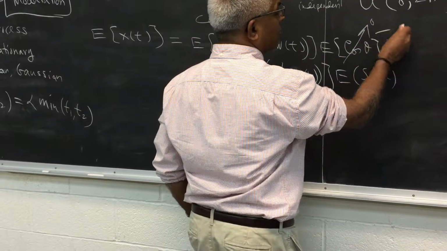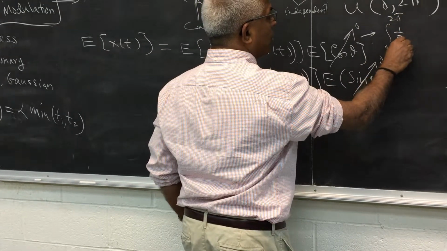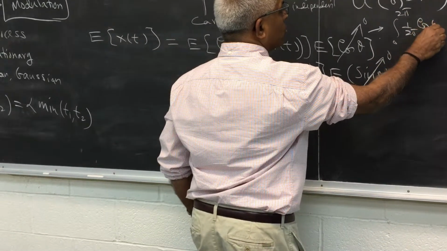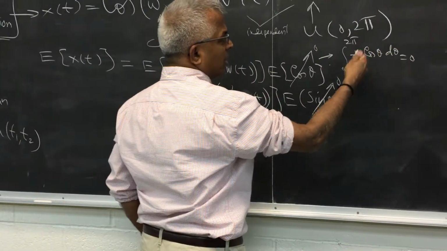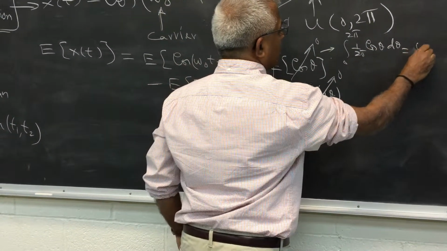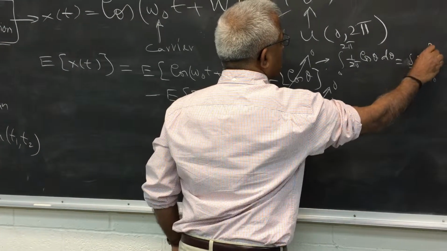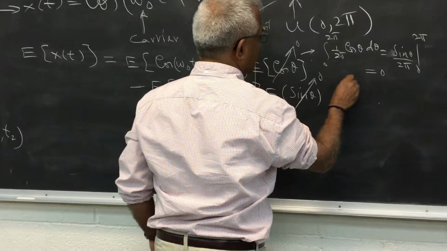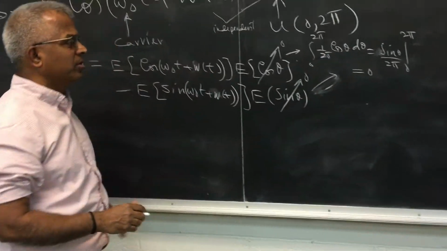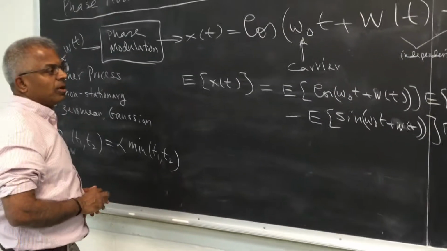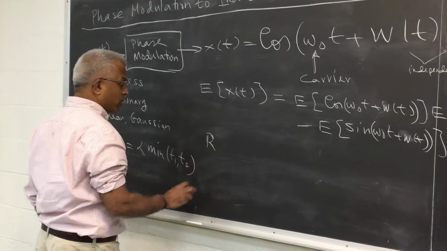This you can see quickly because this is simply the integral from 0 to 2 pi of 1 over 2 pi times cos theta d theta. That integral is sin theta over 2 pi from 0 to 2 pi, and that's 0. Same thing here also, both are 0. Same argument if you replace cos by sin. So the mean value is of course 0, and now comes the interesting part, the autocorrelation function.